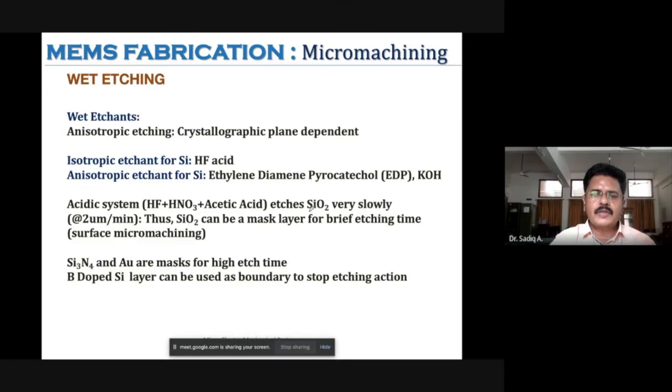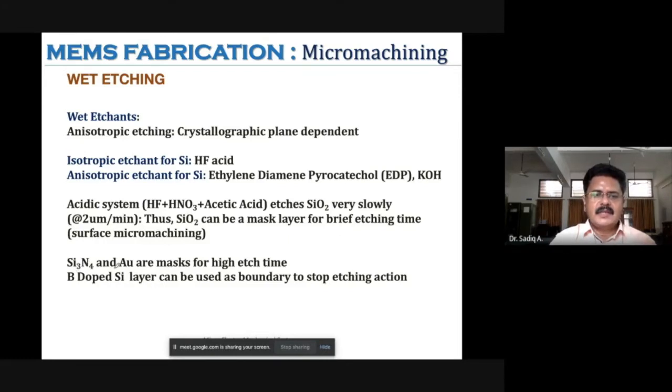We can also say that if you want to etch some other material that is more reactive to an acidic system like this, and you deposit silicon dioxide as a mask material for that material, then etching on the base material can be controlled by this process, by this combination.